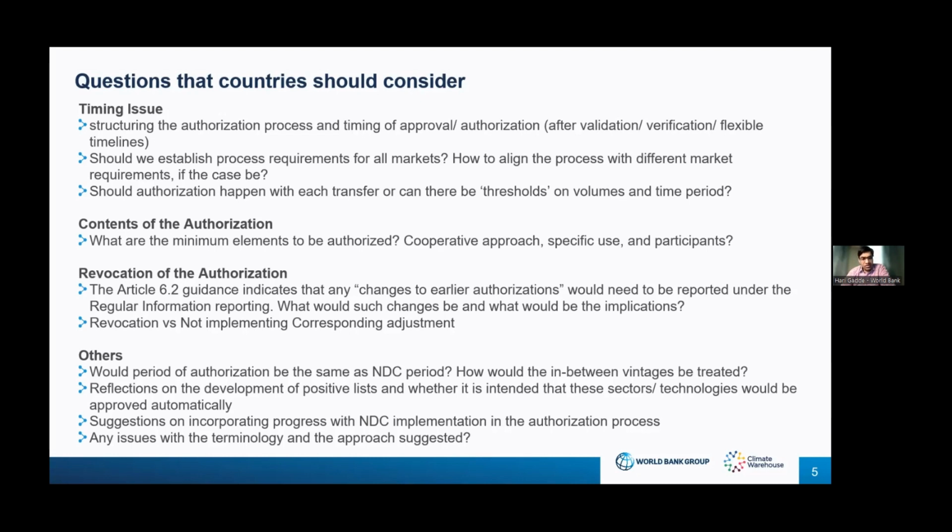And of course, there are questions about the authorization, what happens in such scenarios, what implications it has, and so on. So these are the range of questions. Obviously, we will help countries think through them and potentially identify practical solutions that support market development, but not at the cost of meeting their NDC. And obviously the stakeholder consultation process is very critical in the entire process.